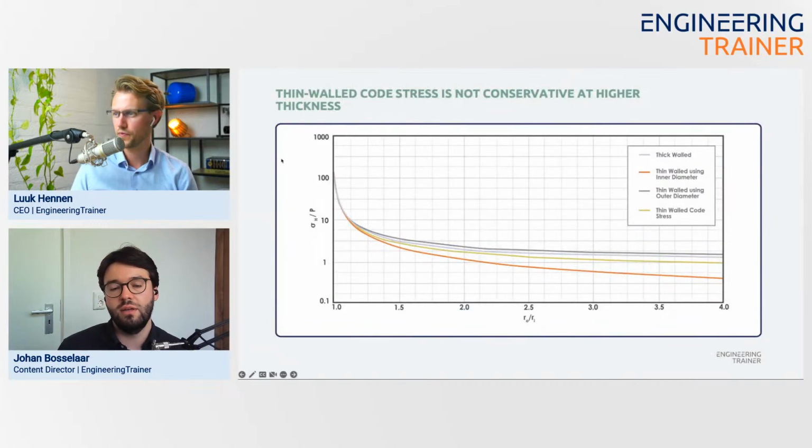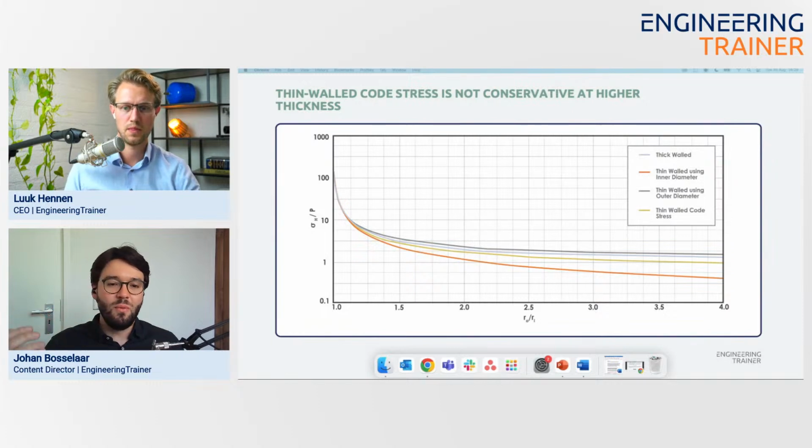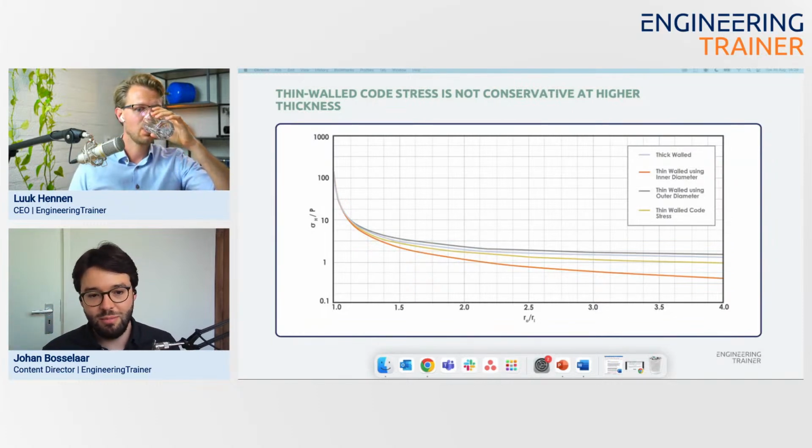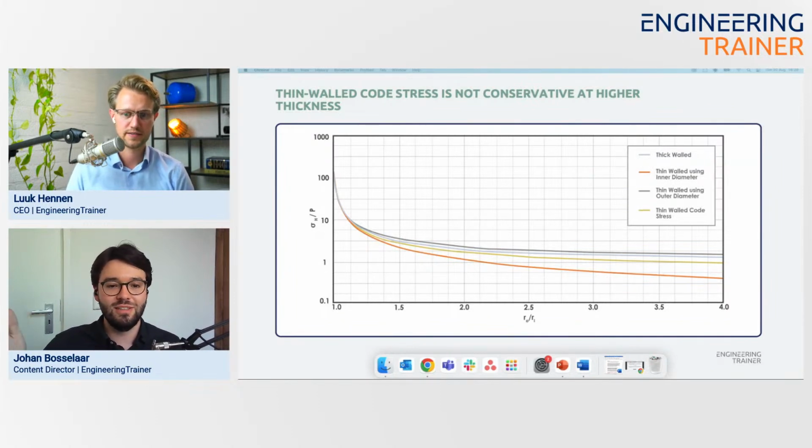So the question becomes, when is a pipe thin-walled and when is a pipe thick-walled, right? So how do you know? You have to make a certain point at which you say, okay, now it's a thick-walled pipe and now it's a thin-walled pipe. So what we did is we plotted different ways to calculate the hoop stress in a pipe.